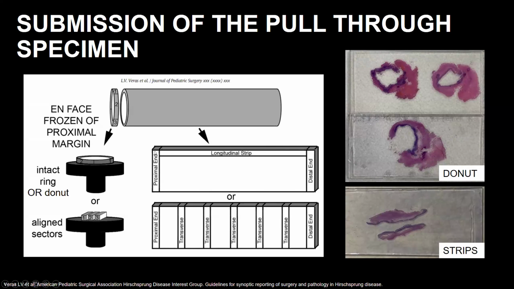And then when you're grossing it, you can do proximal end, distal end, and a longitudinal strip. And this strip will then be cut into sections to put in your cassettes. Or you can do a proximal end, the distal end, and multiple complete sections in a transverse manner through the entire colon. We typically use this format. It's much easier and faster. And if we have questions, we always put a second longitudinal strip in if there's a concern.